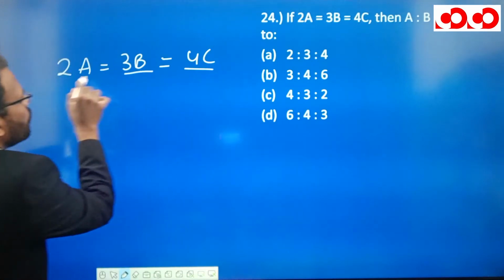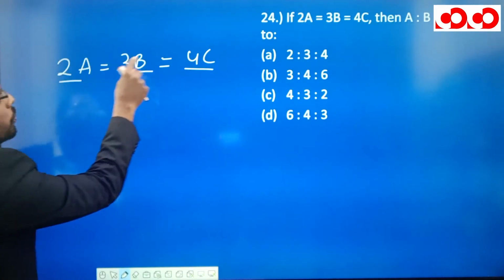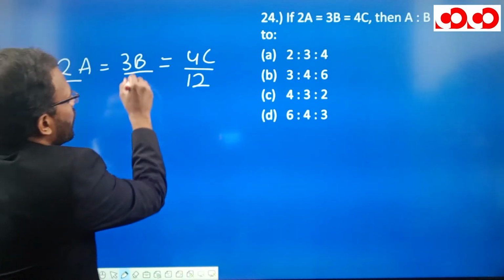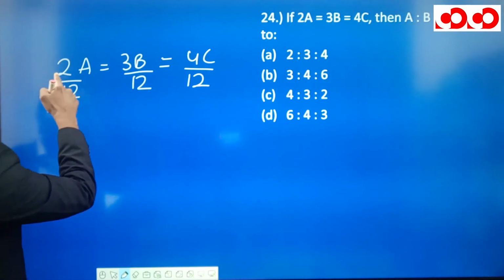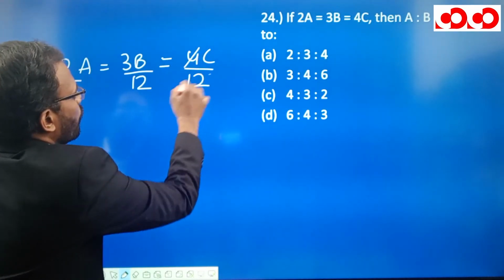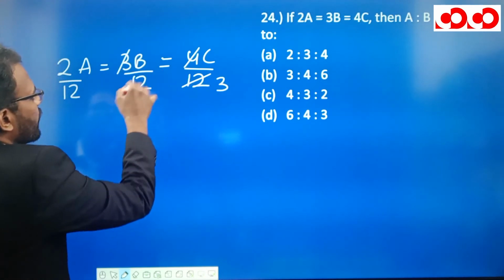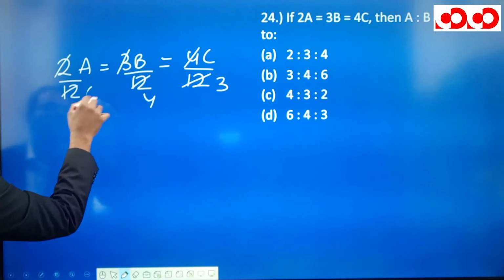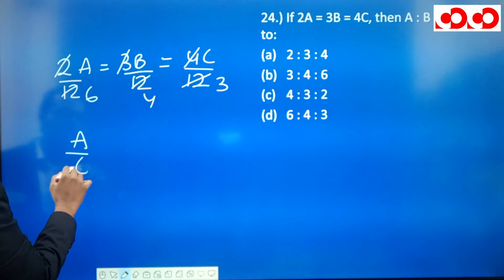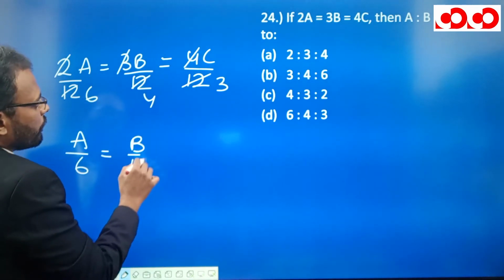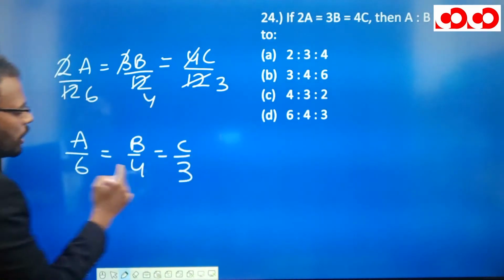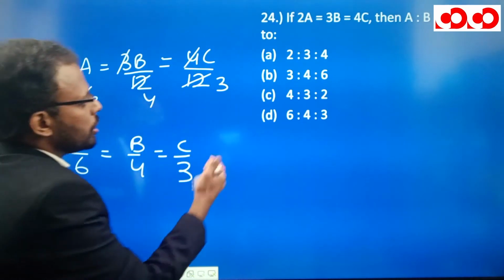Now what we need to do is divide by the LCM of 2, 3, 4, which is equal to 12. So I'll divide by 12. LCM of 2, 3, 4 is 12. So 4 will get cancelled by 3, 3 will get cancelled by 4, 2 will get cancelled by 6. So a by 6 is equal to b by 4 is equal to c by 3. So the ratio of a is to b is to c is 6 is to 4 is to 3.